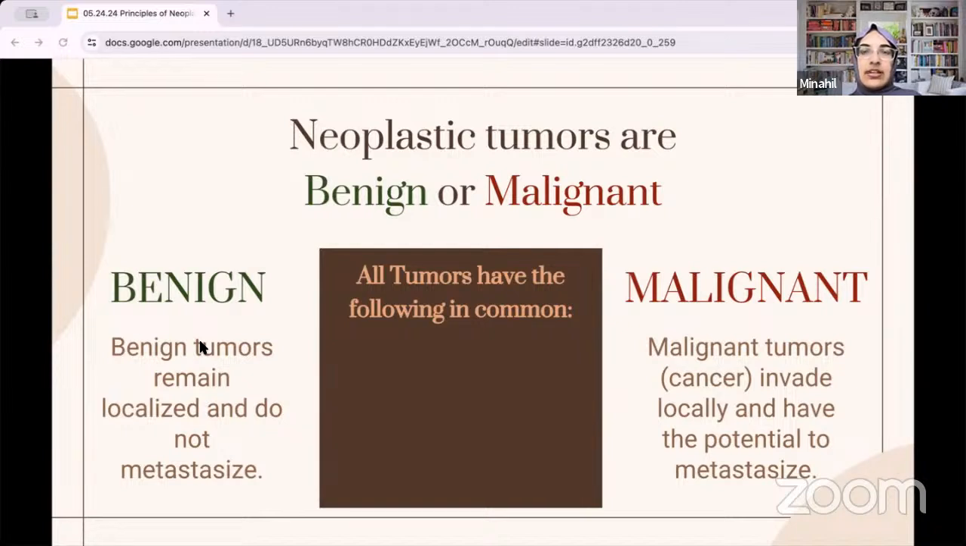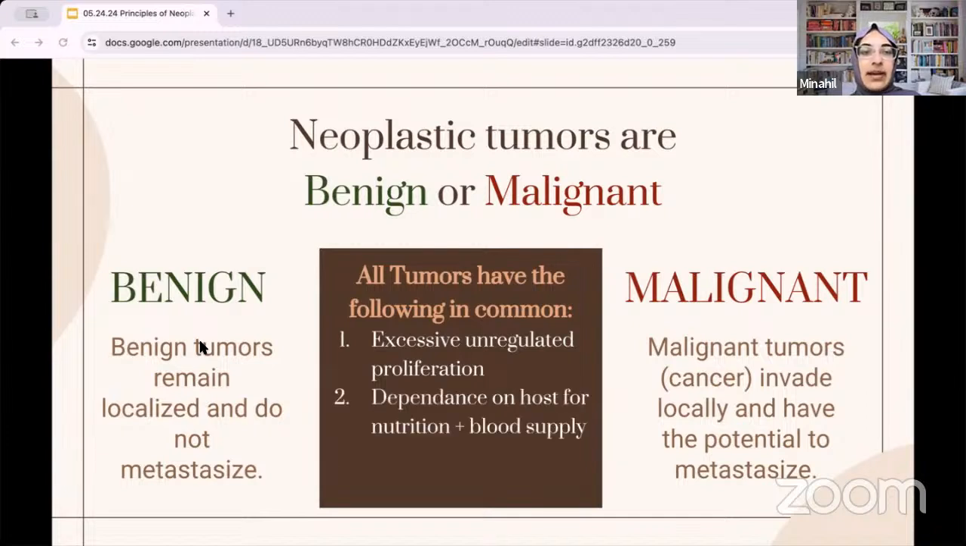Number one, of course, they are monoclonal, but the things that all tumors have in common, whether they are benign or malignant, include excessive, unregulated proliferation that also becomes autonomous. Remember, I said before, autonomous means to be independent of all physiologic growth or negative feedback and inhibitory stimuli. Number two, the dependence on the host for nutrition and blood supply in order to keep proliferating. And number three, there's only one isoform present in neoplasia, AKA these neoplastic cells are all monoclonal, derived from the same isoform.